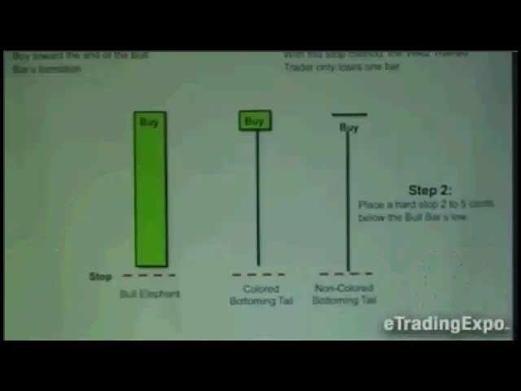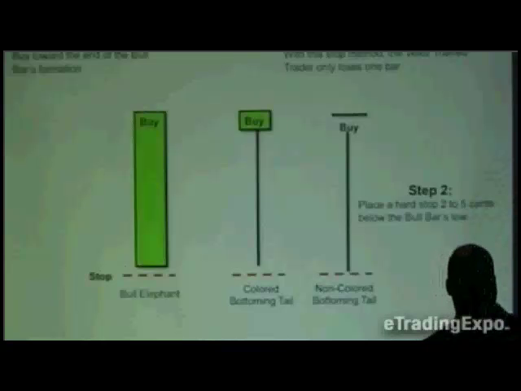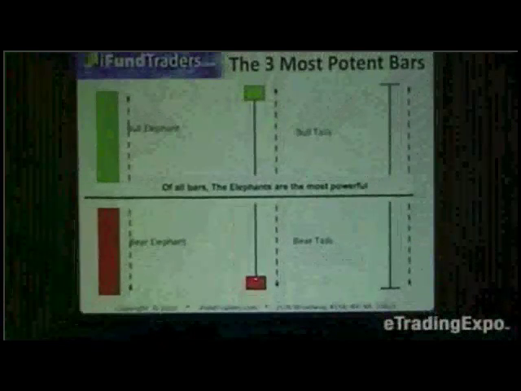You do not wait for the bull elephant bar to stop trading. You buy into the bull elephant bar right before the end of its formation. So if this is a 15-minute bar, you're going to buy in the last minute of that 15-minute period. You don't want to buy 4 minutes into a 15-minute bar, because if it looks like this 4 minutes into the 15-minute period, it could end like this after the full 15 minutes.